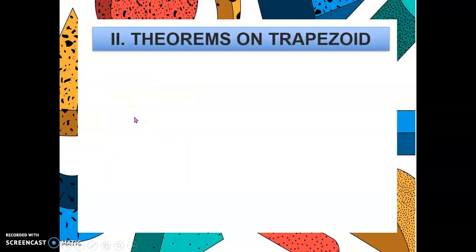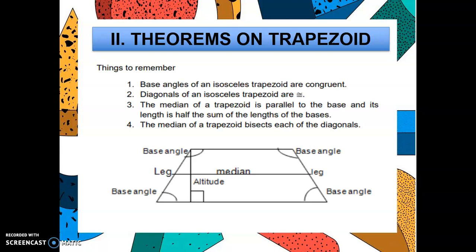Okay, next. The theorem on trapezoid. So, paano naman natin makukuha yung midline ng trapezoid or i-apply it? So, ito po yung mga dapat nating tandaan. So, supposed to be, this is an isosceles trapezoid.